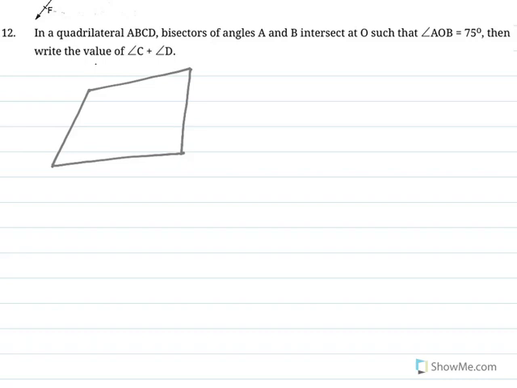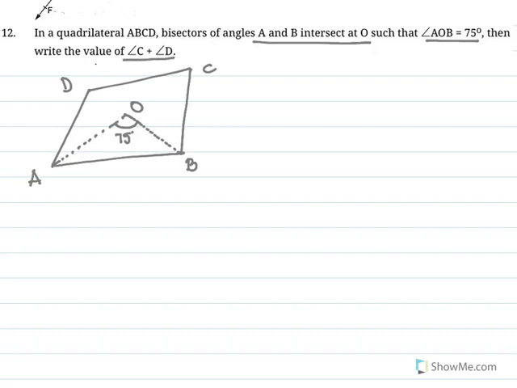In a quadrilateral ABCD, the bisectors of angles A and B intersect at O. Here is the bisector of A, this is the bisector of B, and they intersect at O, such that angle OAB is 75 degrees. Then find the angle C plus D.